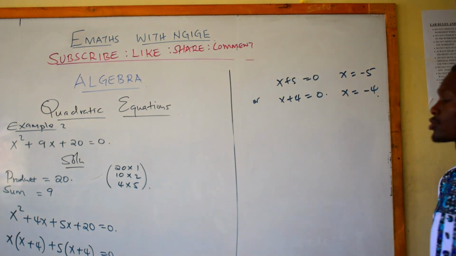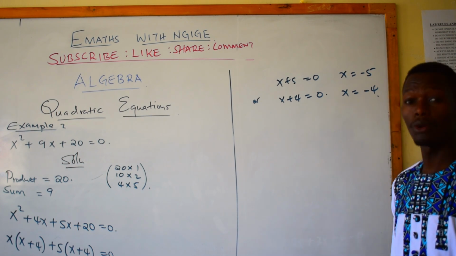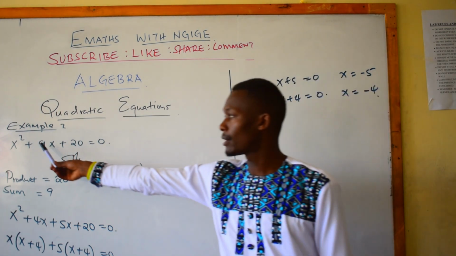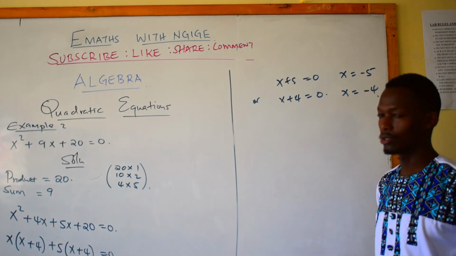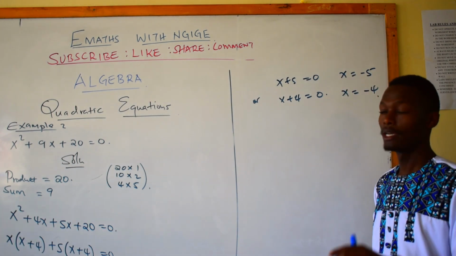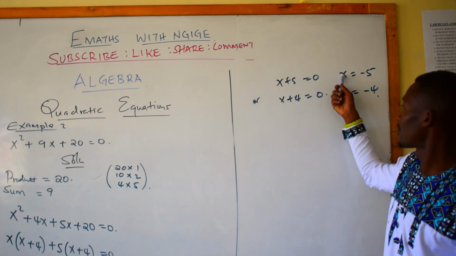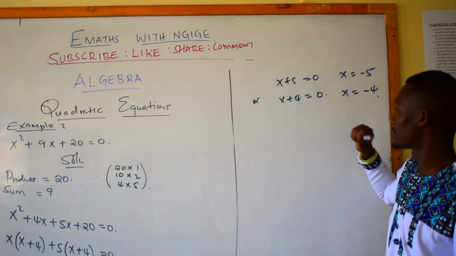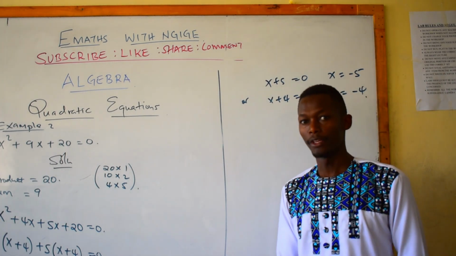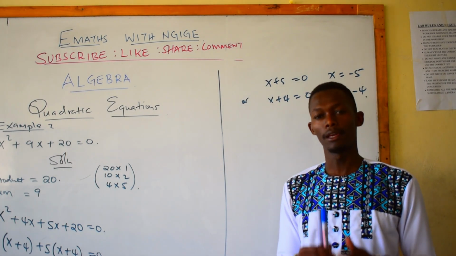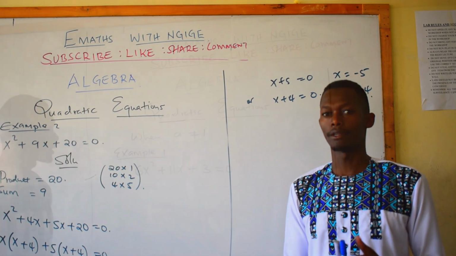And those are the two values. Now since this one is a quadratic equation, since the highest power is 2, it means you need to have two solutions, not one. One solution is for a linear equation, so therefore you have two solutions, and our solutions are x equals negative 5 and x equals negative 4.